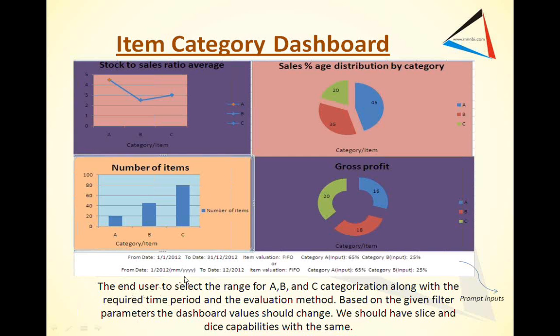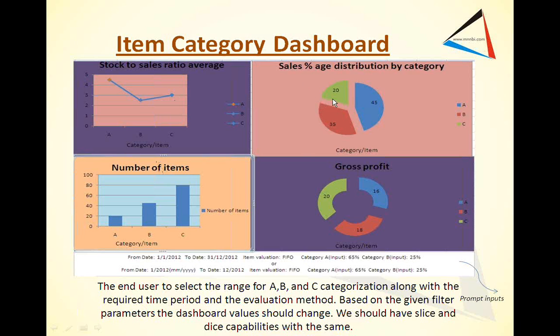This is a complex dashboard which we have used. For this dashboard, we open the reporting tool and set up prompt values. Within the prompt values I set up the date parameters, the from and the to dates, the type of valuation, and then my A category inputs and B category inputs. I might say 65 or 25, or I might say 70 or 30. Based on that, I get the stock to sales ratio average over the given period. If it's above 4, it's marked as yellow. If it's below 3, it's marked as red. And then I can drill down to the item level.